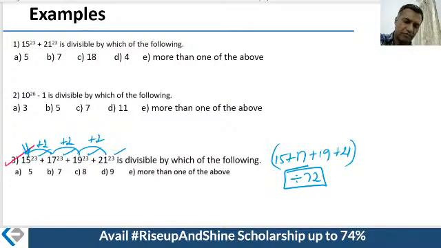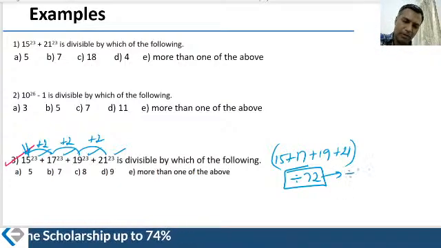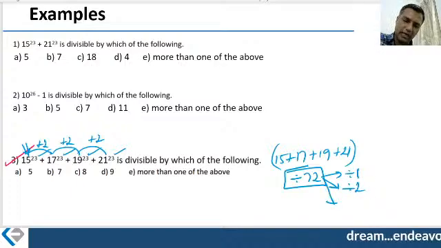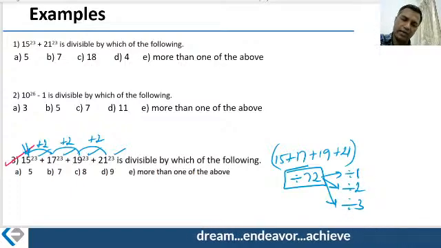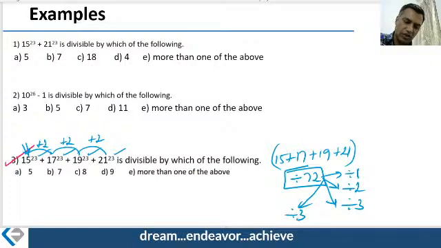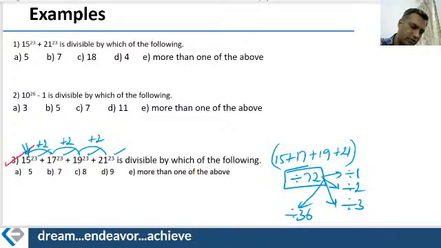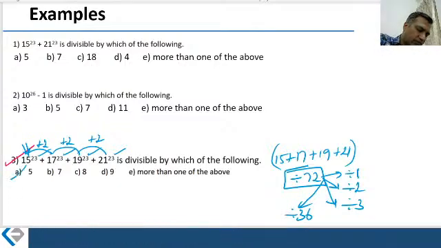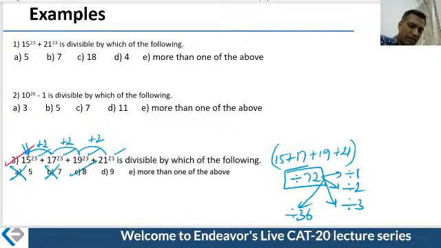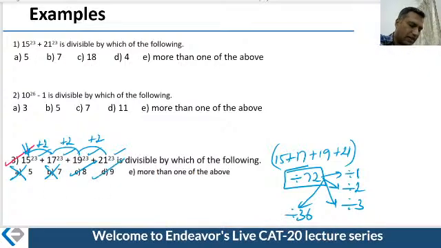If the number is divisible by 72, then it is divisible by 1 also, because 1 is a factor. It is divisible by 2 also, correct. Divisible by 3 also, correct. Divisible by 36 also, correct. So when the number is divisible by 72, it is divisible by all its factors as well. Is 5 a factor of 72? No. Is 7 a factor of 72? No. Is 8 a factor of 72? Yes. Is 9 a factor of 72? Yes. Therefore your final answer becomes E.